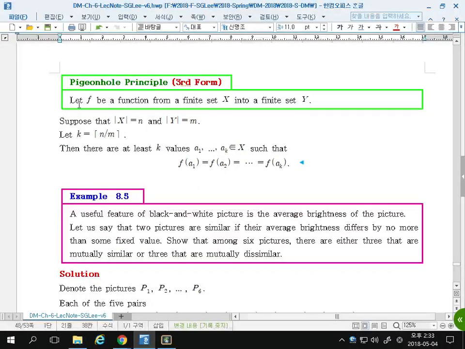Third form. Let f be a function from a finite set X into a finite set Y. Okay? F a function. Then suppose the cardinality of X is equal to n and the cardinality of Y is equal to m. Then let k be the ceiling of n over m. Then there are at least k values, ai's, in X such that f(a1) is equal to f(a2), up to f(ak).